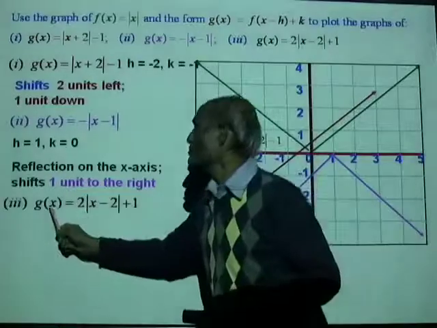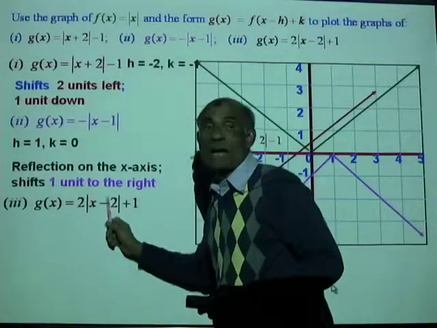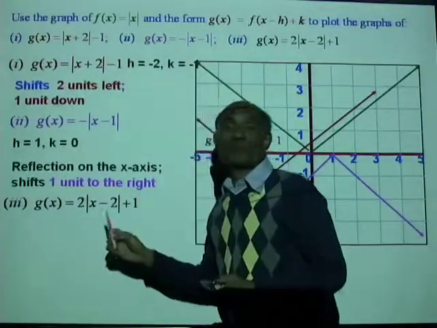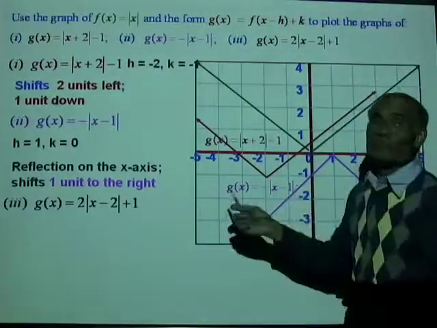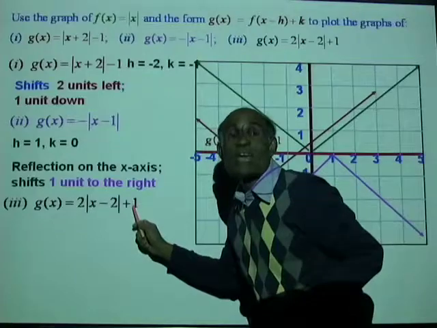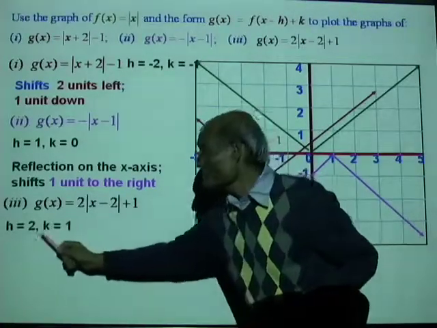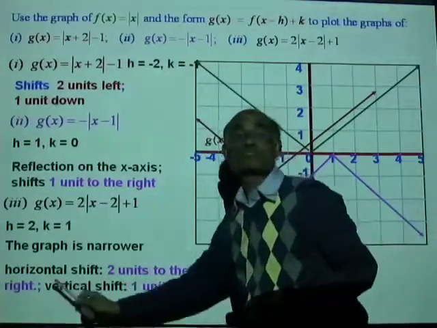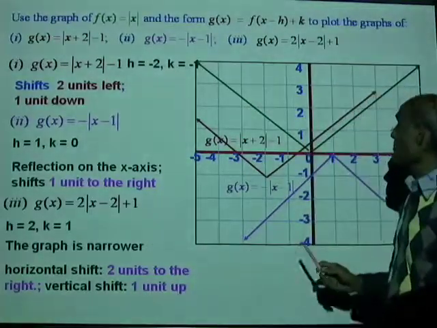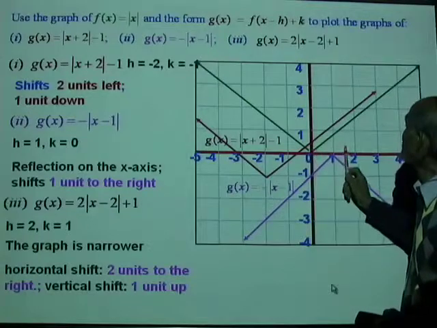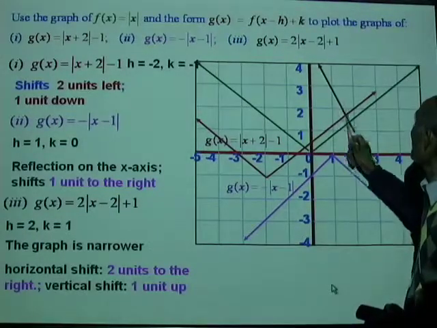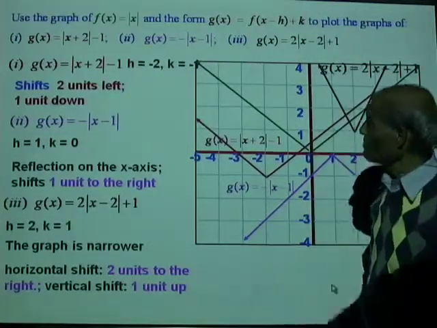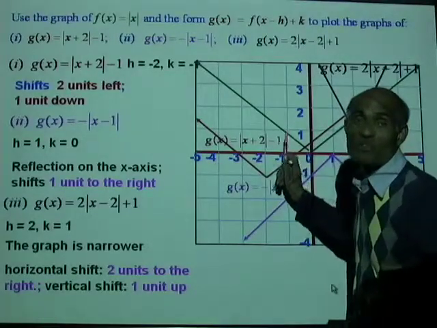Okay, the next one. g of x equal to 2 times absolute value of x minus 2, plus 1. First of all, what does this 2 do? 2 will make this graph narrower. H equal to 2, k equal to 1. The graph is narrower, and it shifts 2 units to the right and 1 unit up. It will be like this. Okay, I hope you are grasping this concept, very important concept.